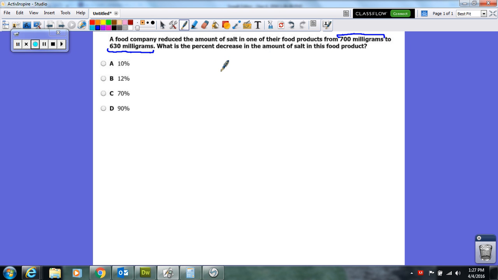All right, so we're trying to do a percent decrease problem or a percent change problem. Percent increase, percent decrease, it doesn't matter. They're done exactly the same. And in order to solve this problem, we're going to need to remember our percent change formula.